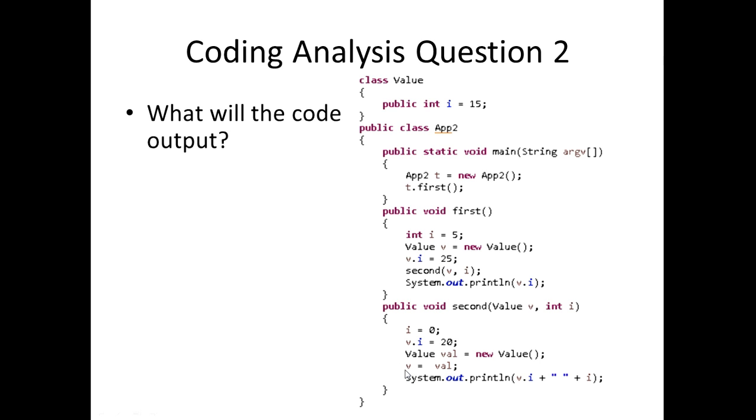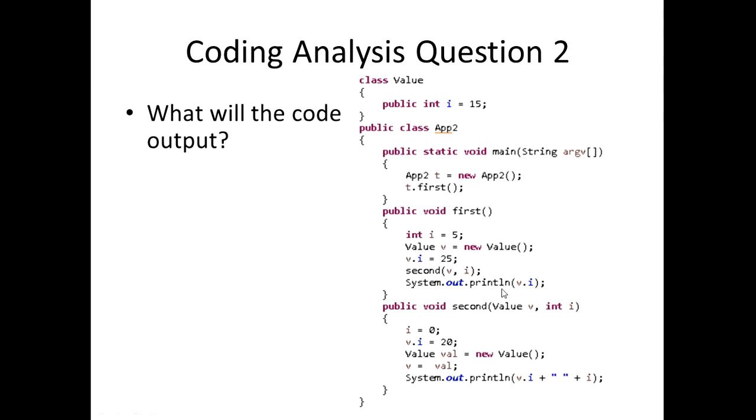We're assigning val to V here that we have. So in this method, V will actually be 15 because we're assigning whatever is in this new instance of value here. And then when we go system.out.println, we're going to get v.I, which is going to result in 15, and then we're going to have I up here, which is going to result in 0.